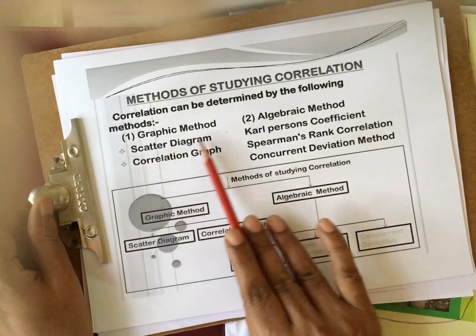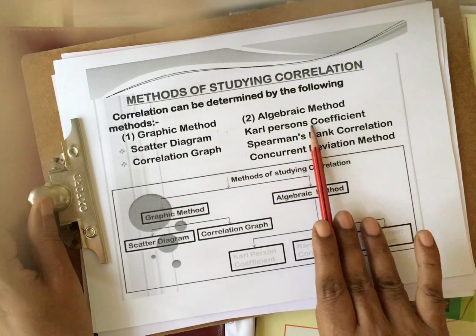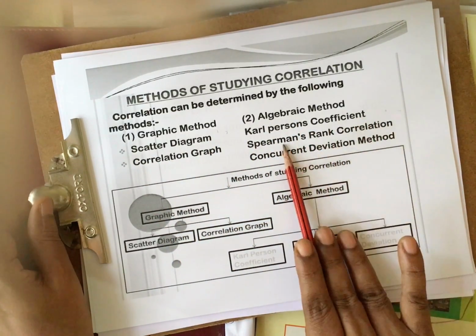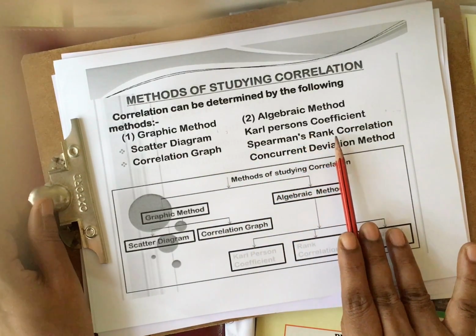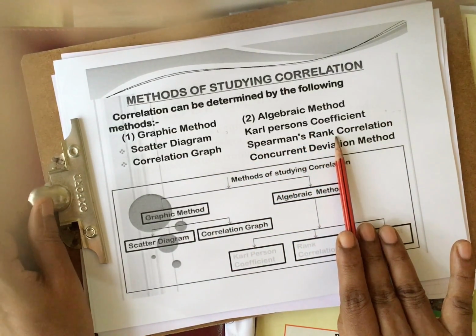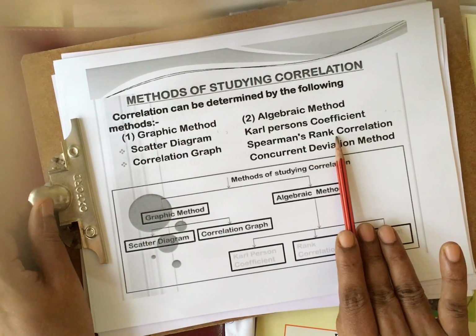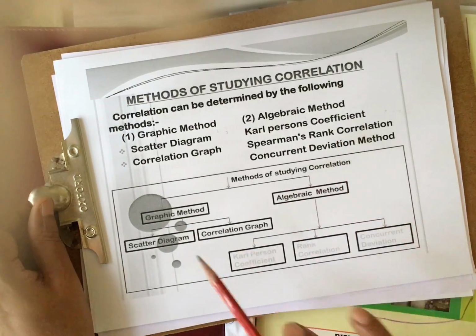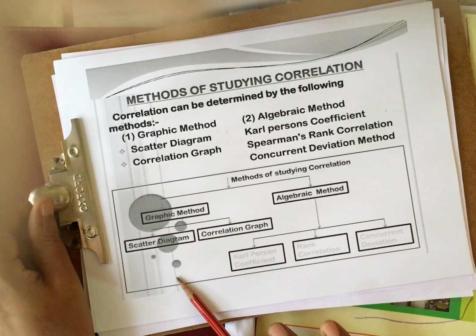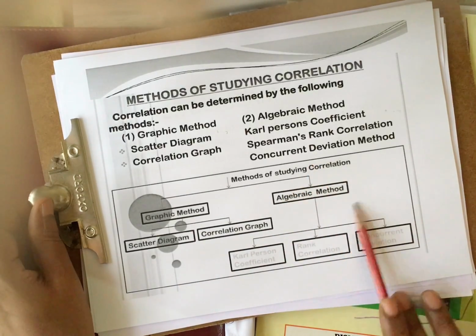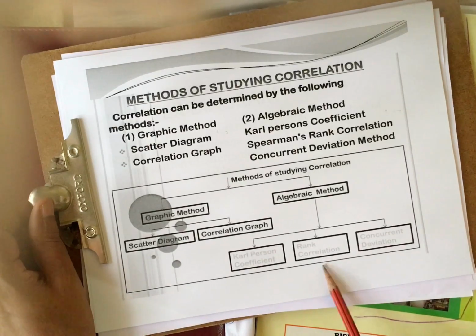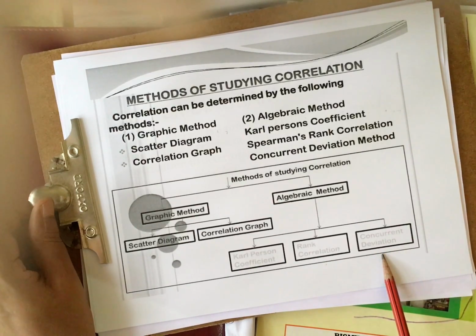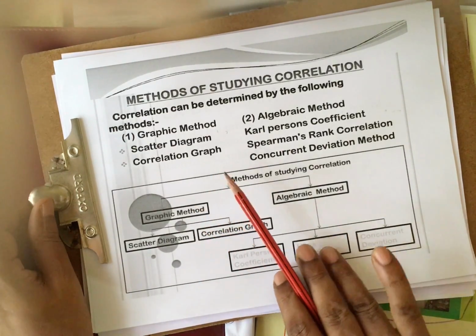So one is the scatter diagram, another is the Karl Pearson coefficient of correlation, and the third is Spearman rank correlation. These three we have to learn in this lesson, because as per the syllabus it is these three only. So the graphic method is the scatter diagram, and the algebraic methods are Karl Pearson coefficient of correlation and rank correlation. The concurrent deviation we are not to study here.